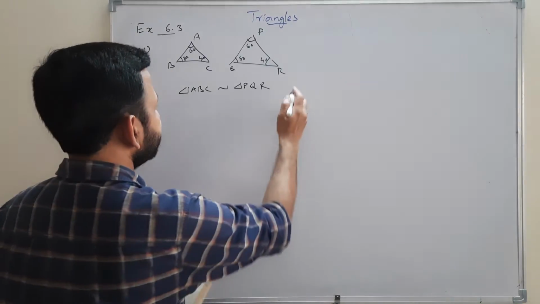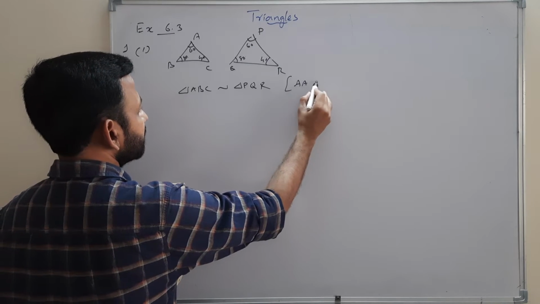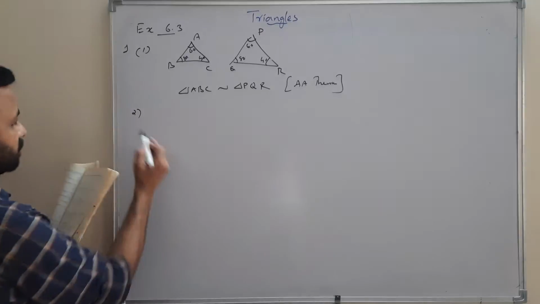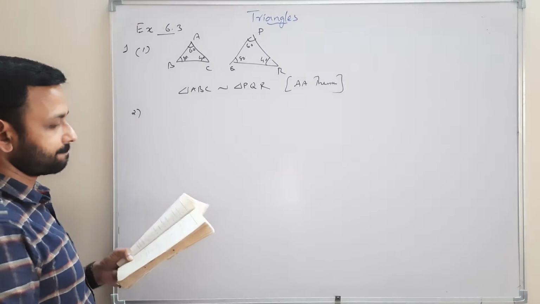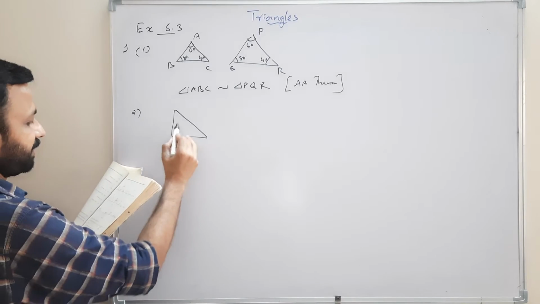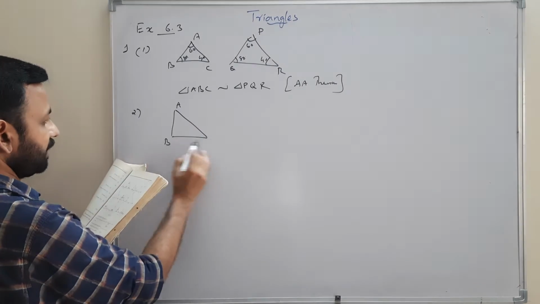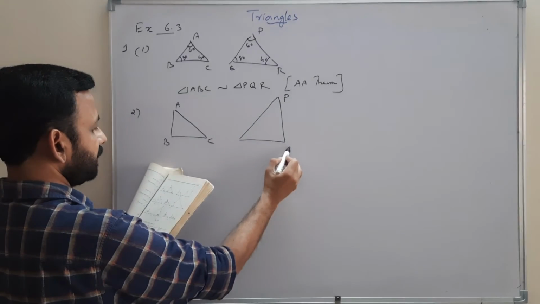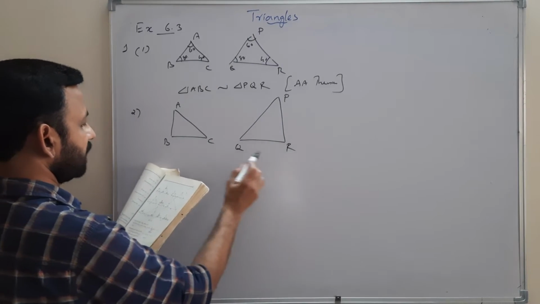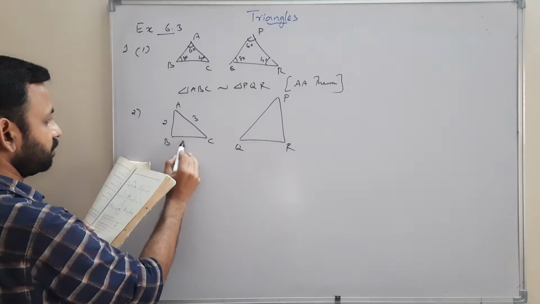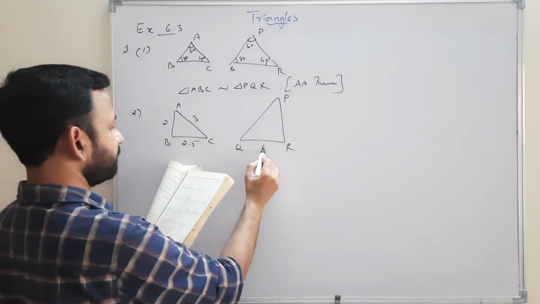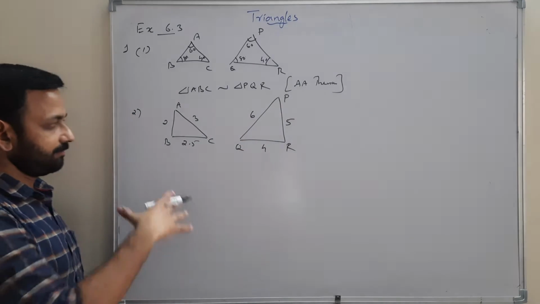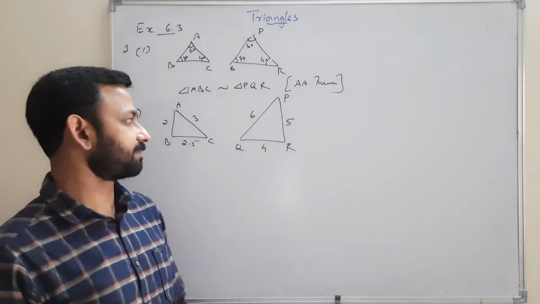And the similarity criterion, we can write an AA theorem, AA theorem or AAA. Then second question, second part. We have one figure, triangle ABC, and another triangle, PQR, and here the sides 2, 3, 2.5, and here 4, 5 and 6. We have to check whether these two triangles are similar.